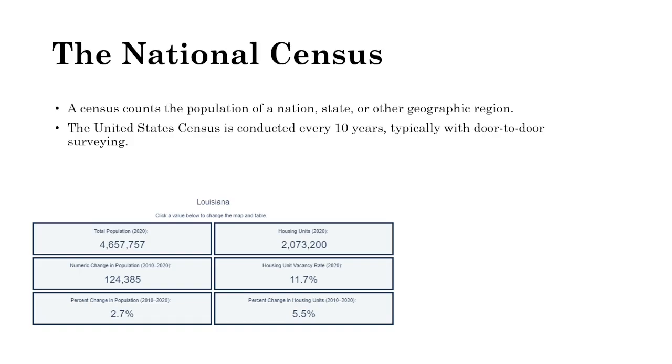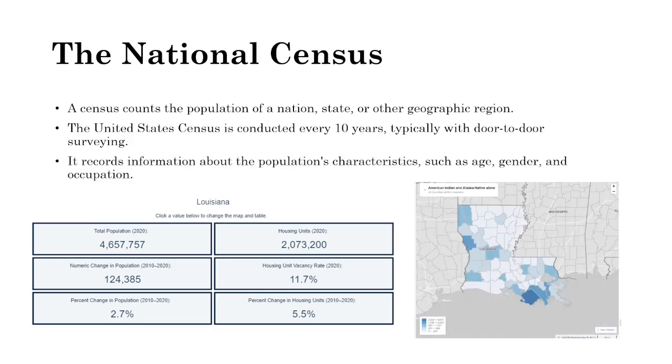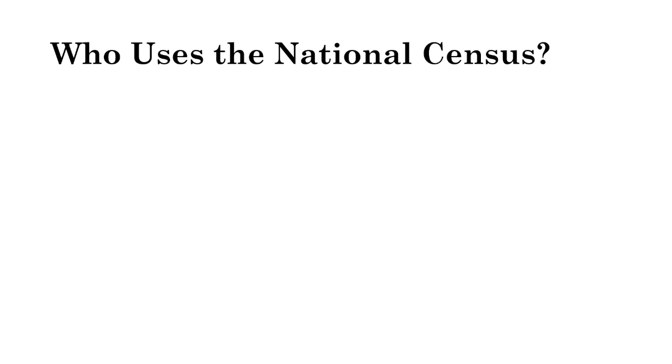The exception being in 2020 when they did it through the mail or through online. But we can get data like the population size, the change in population size. It records information like age, gender, or occupation of the residents within a particular area. On this map here, we can get different racial demographics within Louisiana, and we can actually do this with every state within the United States. It's a very effective way to get an idea of who's living in a country and where people are moving to and from.